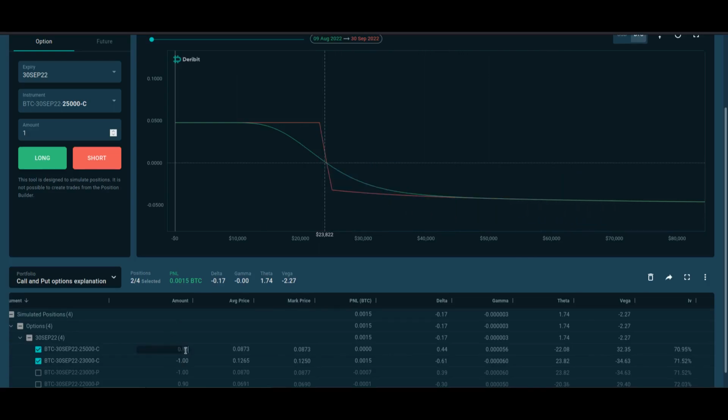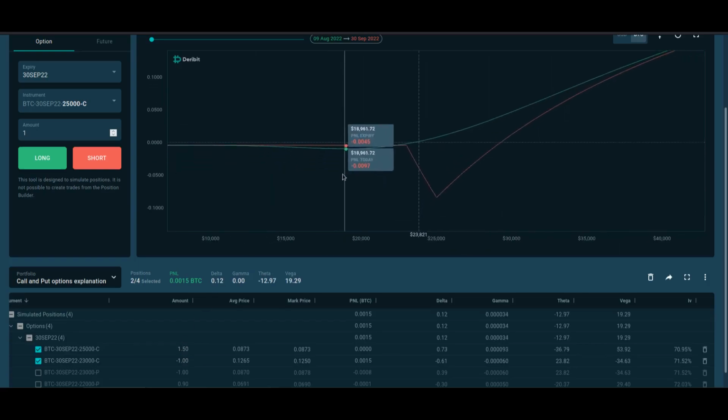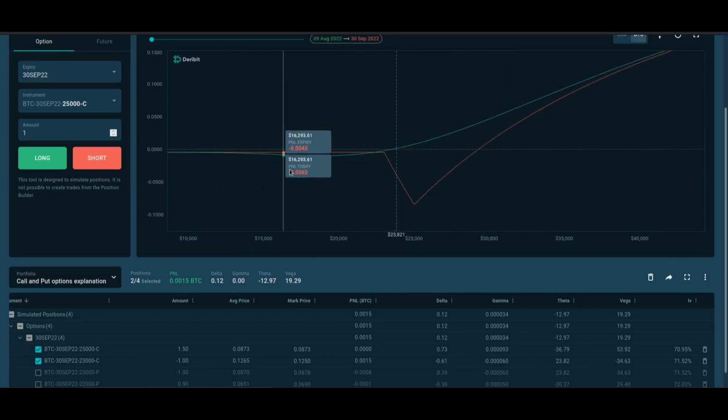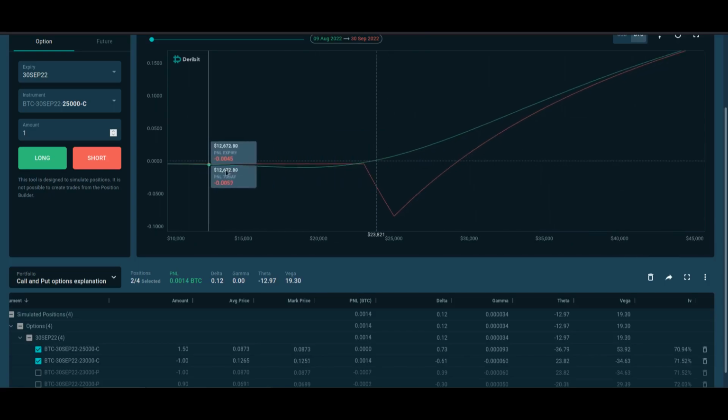Of course, we can change the delta of the position. You can see we currently have minus 0.17. It means we have a short-favored position, and we can, for example, buy 1.5 of options. This option construction is called a ratio spread. Let's take a look at the equity line, the P&L, and you can see of course it will be negative.